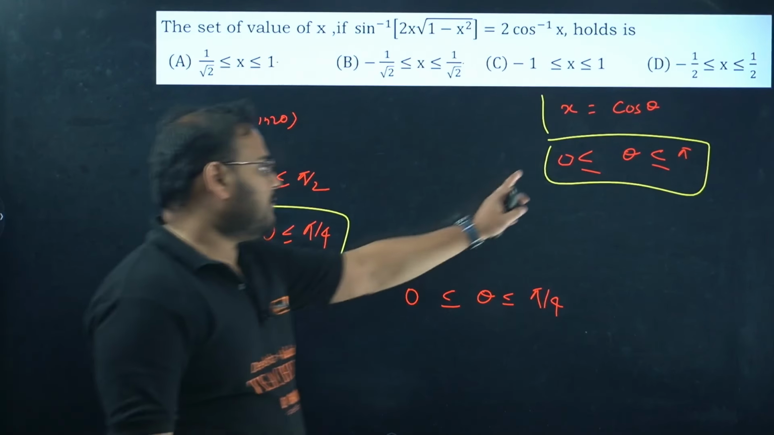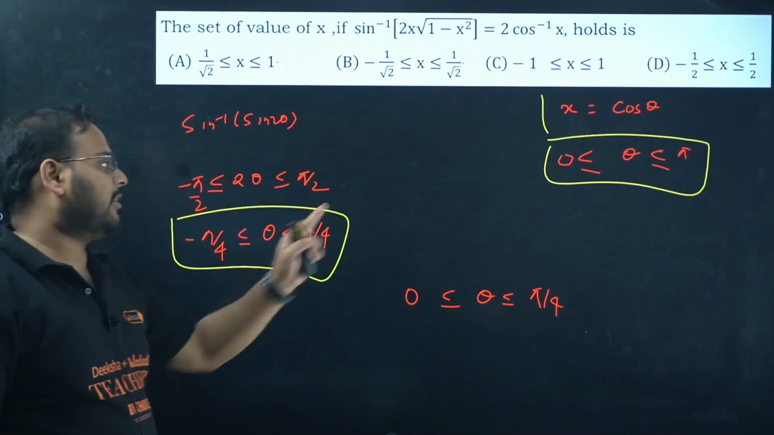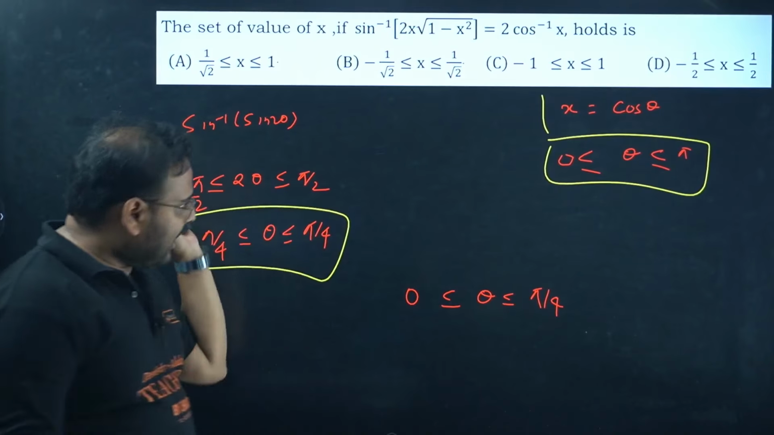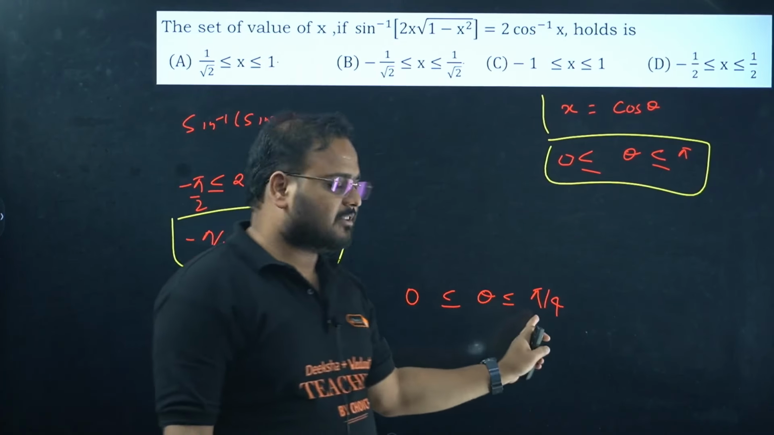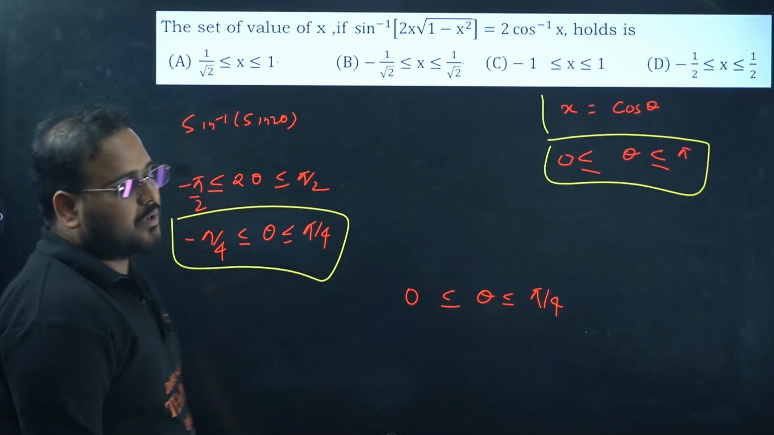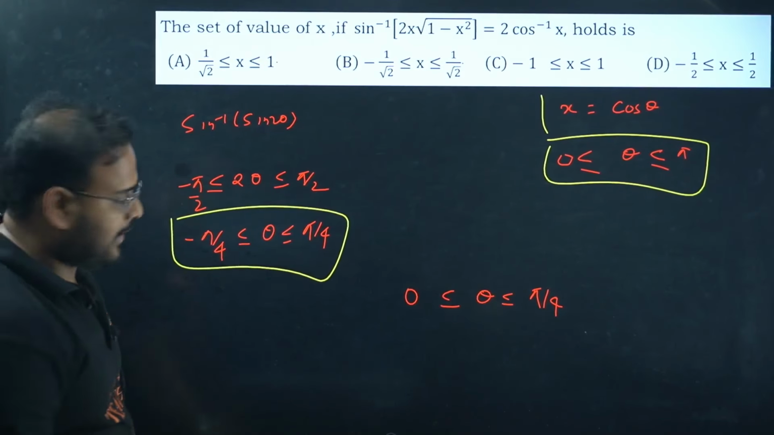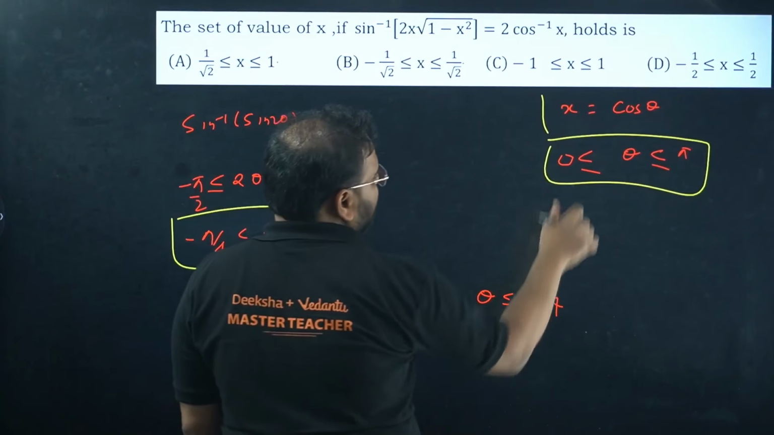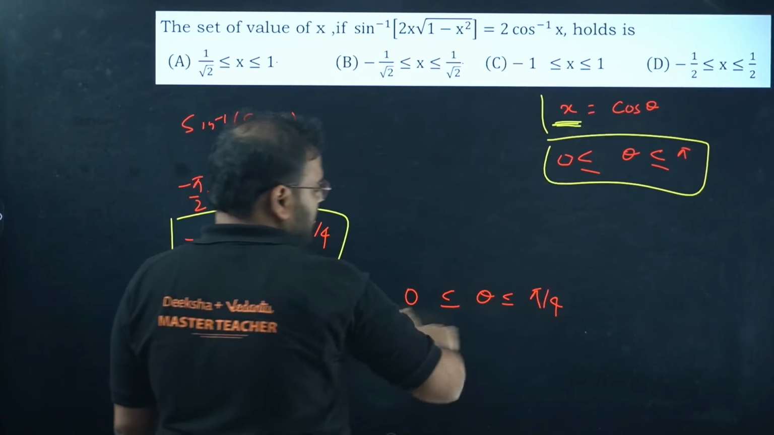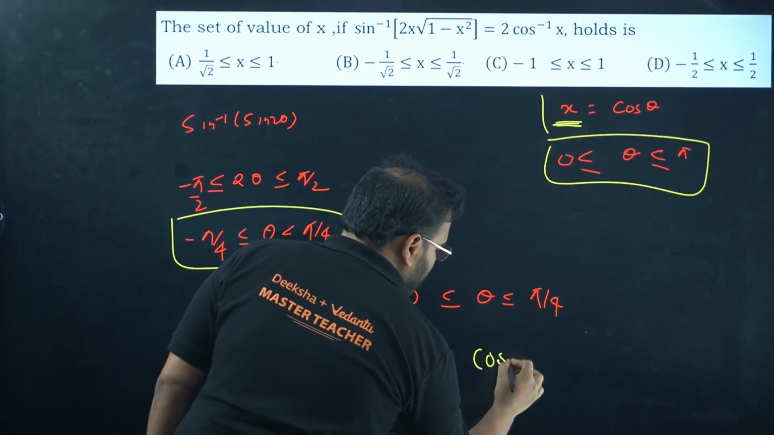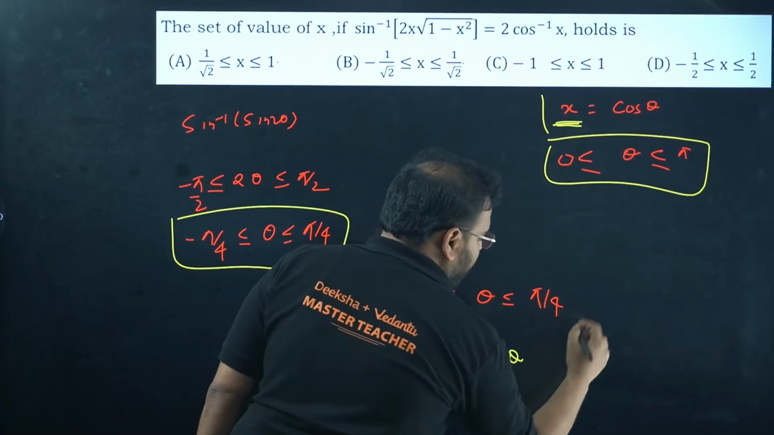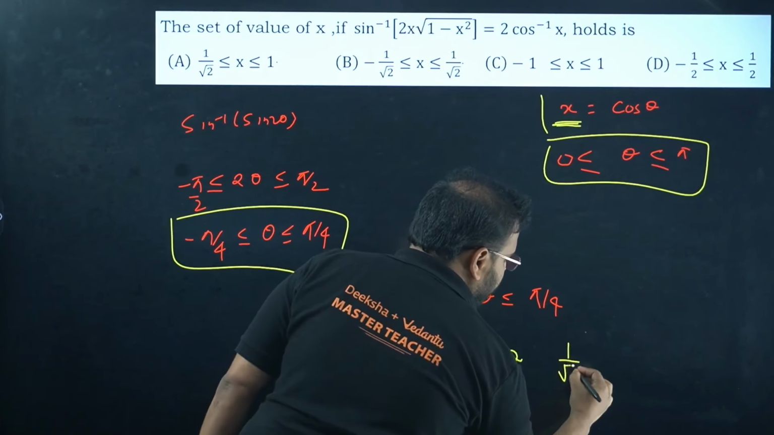Correct? Minimum value is 0 or minus pi by 4. You're gonna stick to the 0, and outside value, the maximum value is either pi by 4 or pi, which is what? Pi by 4 only. Is it clear guys? Yeah. Now if you apply cos on both sides, because we have to find the value for x, you're gonna get cos 0 as 1. This will be cos theta. This will be cos pi by 4. How much is that? 1 by root 2.